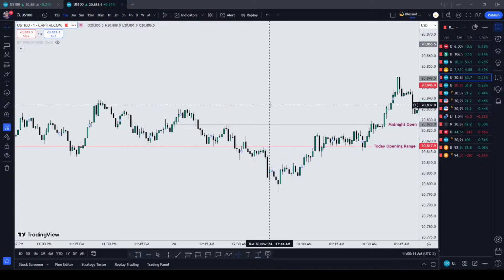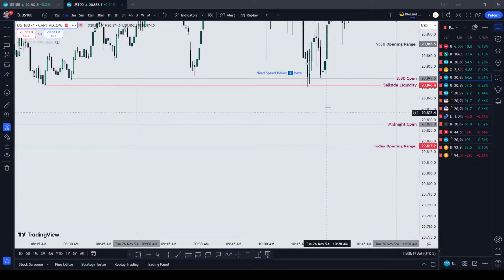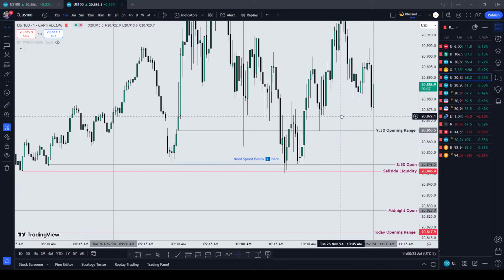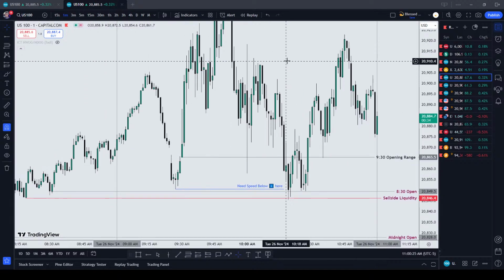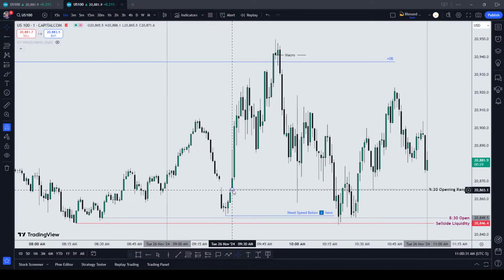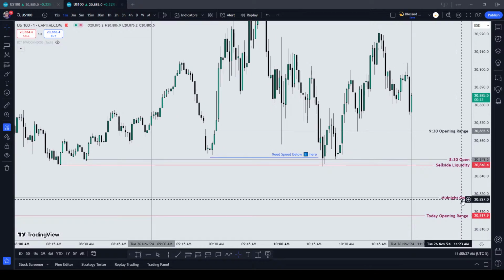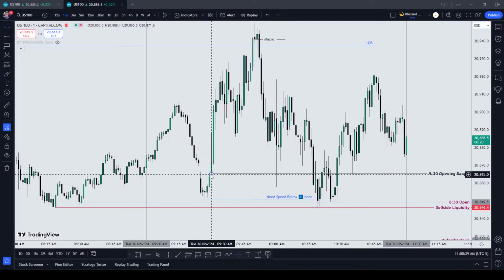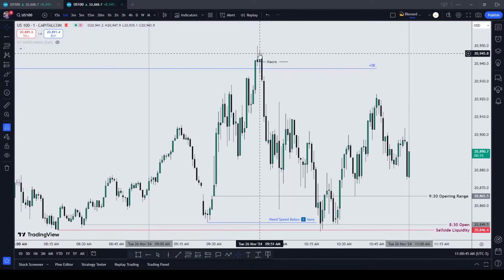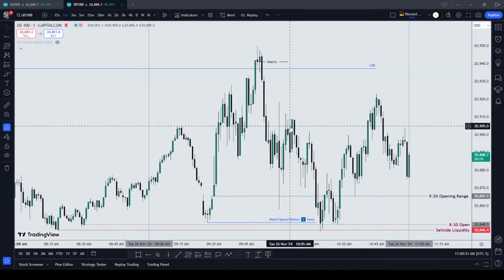So all these places, the algorithm does what? Refer to all those places: the midnight open, the 8:30 open, and the 9:30 open. So when the market is above the 8:30 open, above the midnight open, and also above the 9:30 opening, like that, all those openings, we should be looking for a sell.